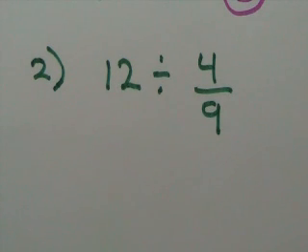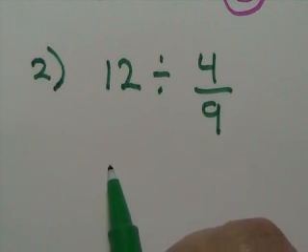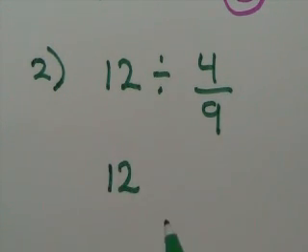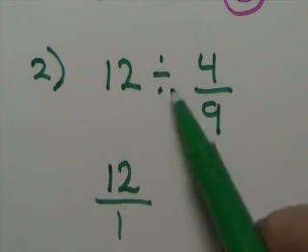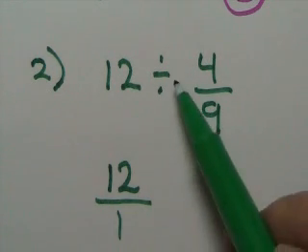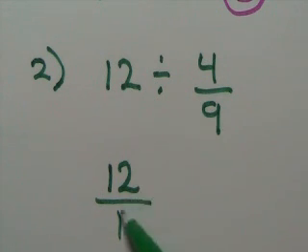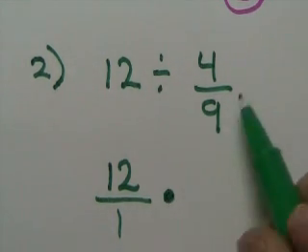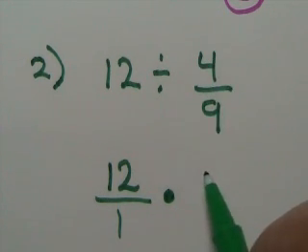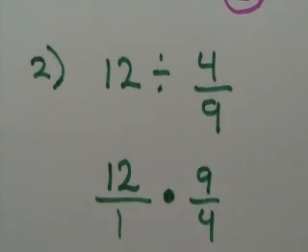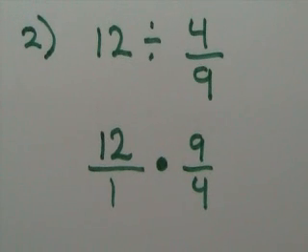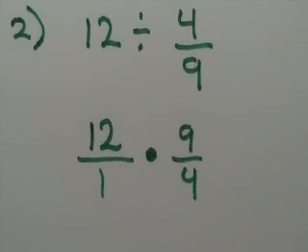Okay, number 2, I have 12 divided by 4/9. I'm just going to write down below. So we have 12, and hey, there's a whole number. So you should go ahead and put a 1 under it. That's a whole number. That's a fraction. I need to freeze, change, and flip. Freeze this one, change this to times, and flip the second one. So instead of 4/9, it's 9/4. Freeze, change, and flip. And that word is called reciprocal.